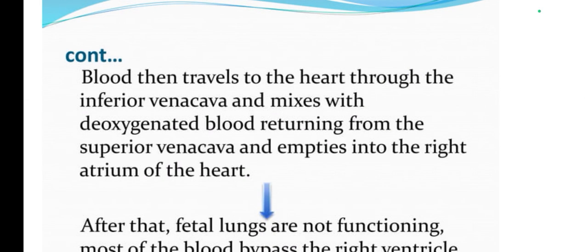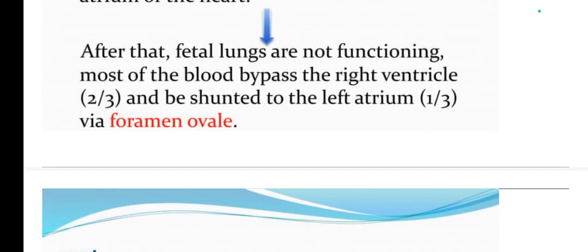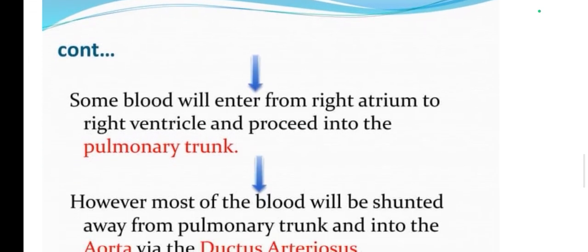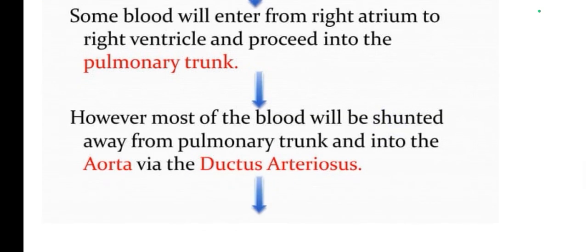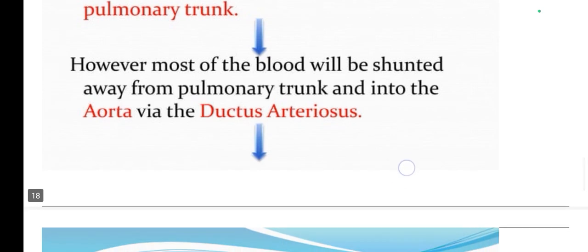Blood then travels to the heart through the inferior vena cava and mixes with the deoxygenated blood returning from the superior vena cava and empties into the right atrium of the heart. Since the fetal lungs are not functioning, most of the blood bypasses the right ventricle and is shunted to the left atrium via the foramen ovale. Some blood will enter from the right atrium to the right ventricle and proceed into the pulmonary trunk. However, most of the blood will be shunted from the pulmonary trunk into the aorta via the ductus arteriosus.